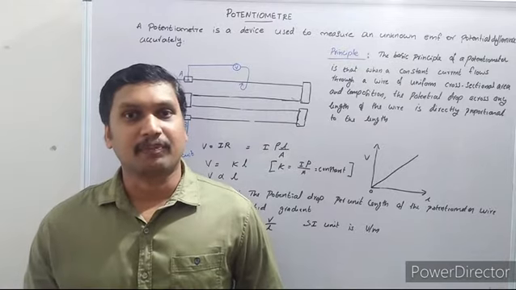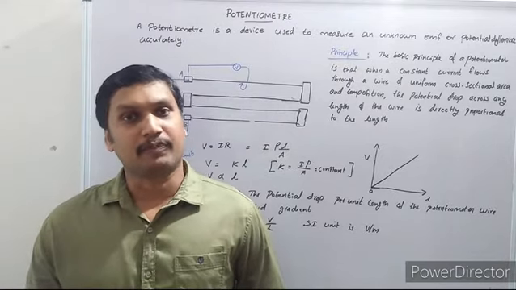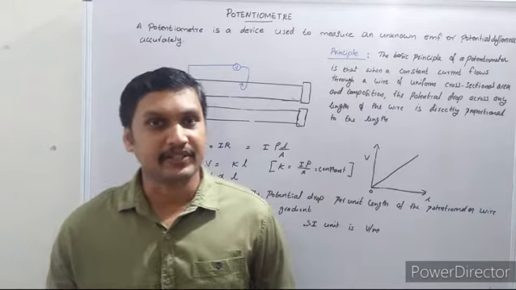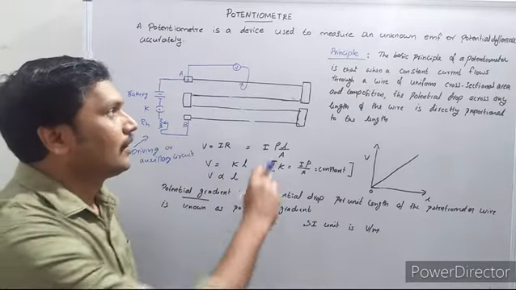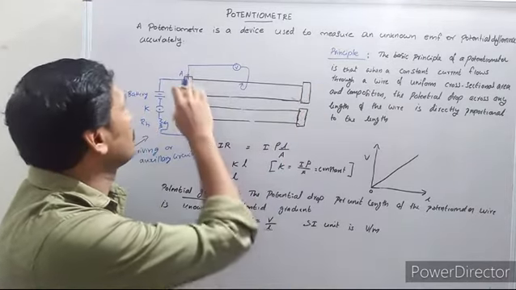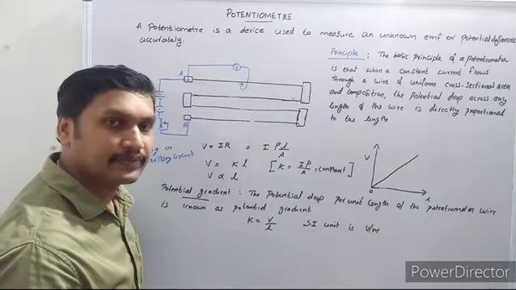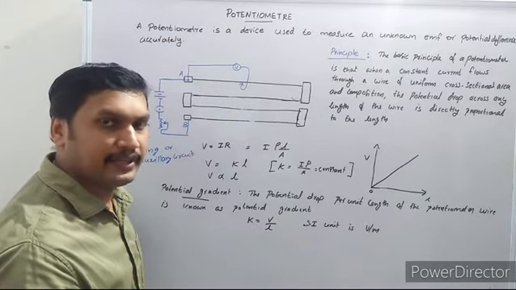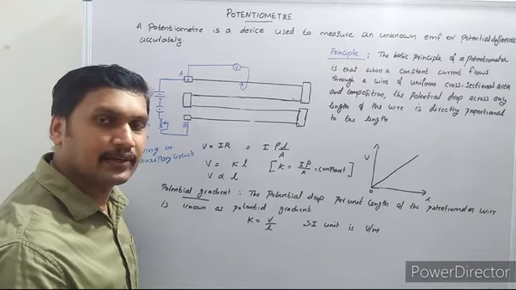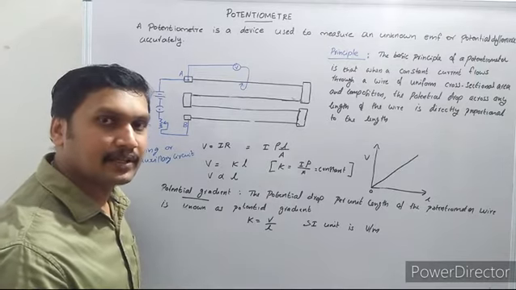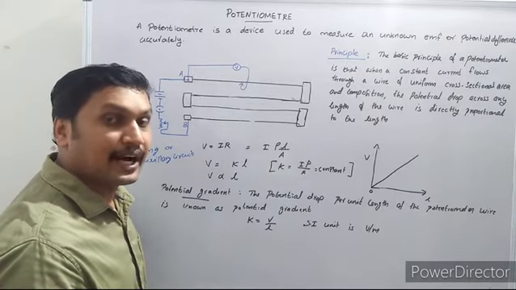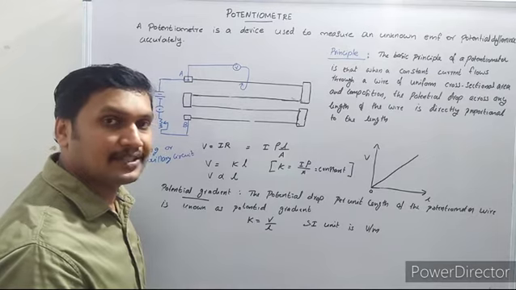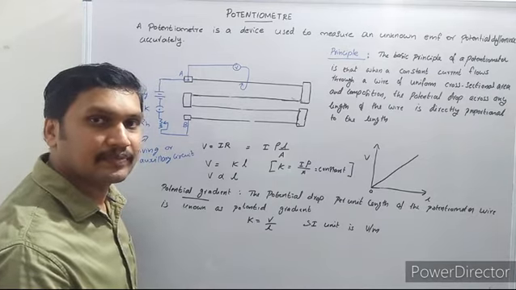Today we discuss the potentiometer. A potentiometer is a device for the accurate measurement of an unknown EMF or potential difference. You know that a voltmeter is also a device for the measurement of potential difference. Let us see what the advantage of a potentiometer over a voltmeter is.